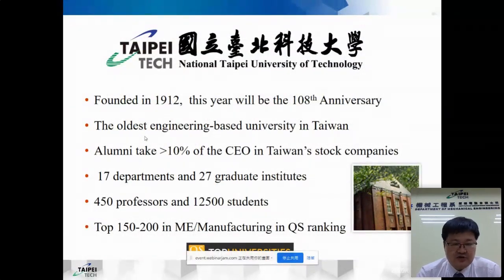Our university was founded in 1912, and this year will be the 108th anniversary. This university is the oldest engineering-based university in Taiwan. The alumni make up 10% of the CEOs in Taiwan, and there are 17 departments and 27 graduate institutes. I'm the head of the mechanical department, which is only one of them, and we also have the mechatronics institute. Nowadays we have almost 500 professors.